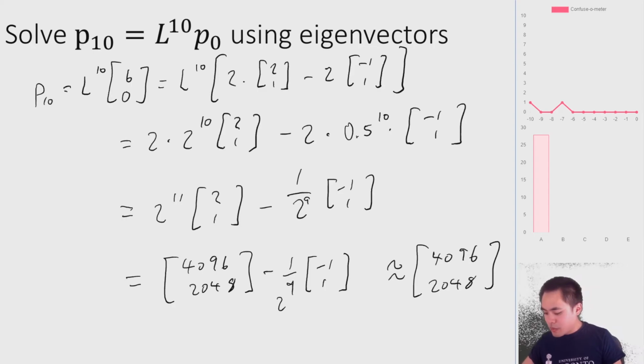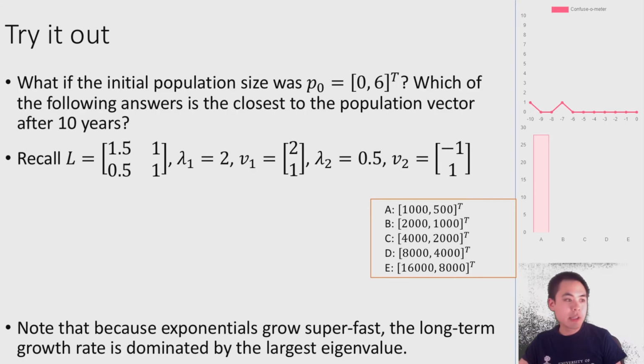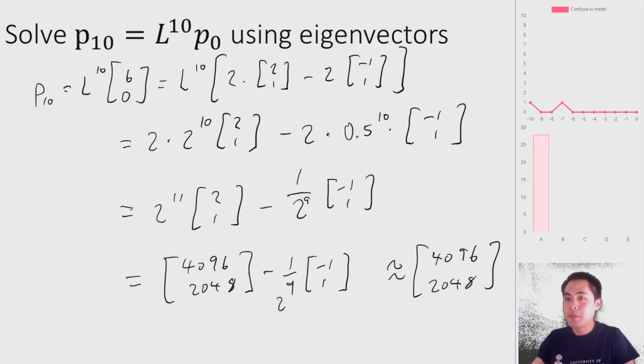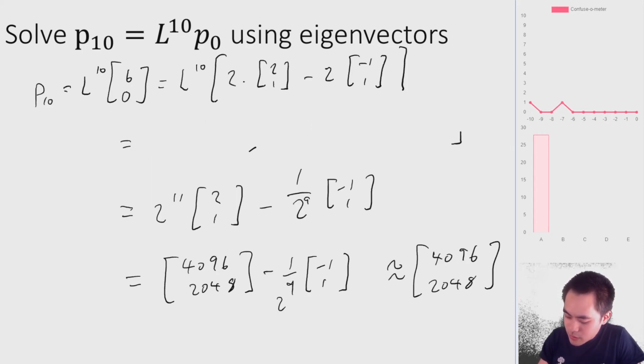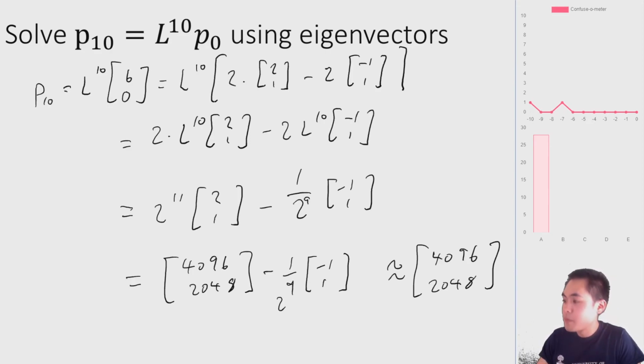Okay, so I was going to ask you to try this out, but we're running a little bit low on time. So instead, I will just walk you through the second line. Let me walk you through this one a little bit more carefully. When you're looking at this, let me erase this and rewrite it. So this vector here is equal to 2 times L to the 10, (2, 1), minus 2 times L to the 10, (-1, 1), right?